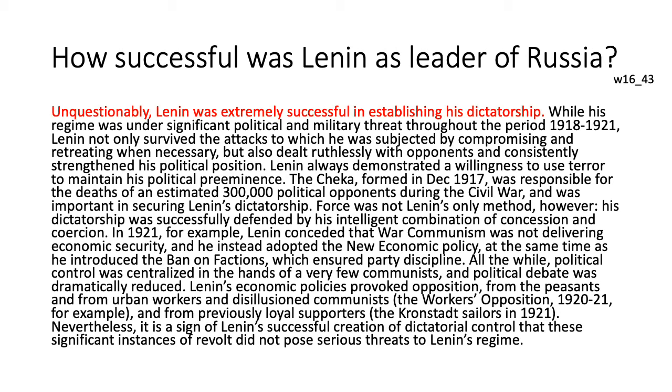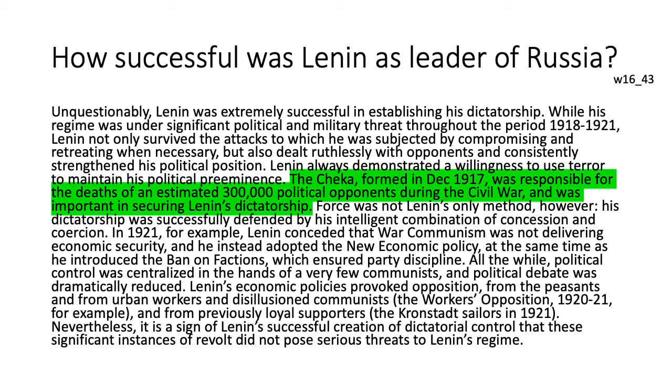So here is the key claim. The historian, the writer, is setting out a key claim, and the key claim is that Lenin was successful in establishing a dictatorship. What's that claim based on? Well, it's based on some explanation. This is the warrant, right, in green. And how can this person make this claim? On the basis of this evidence.